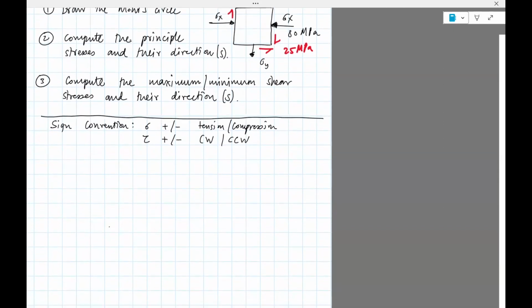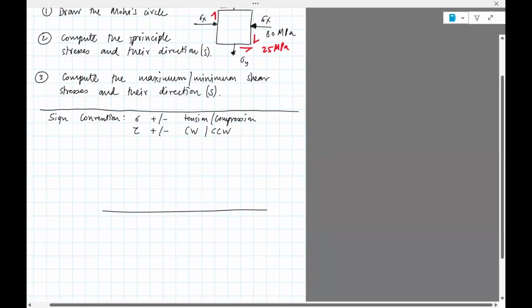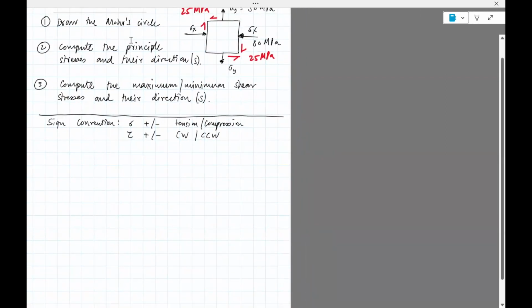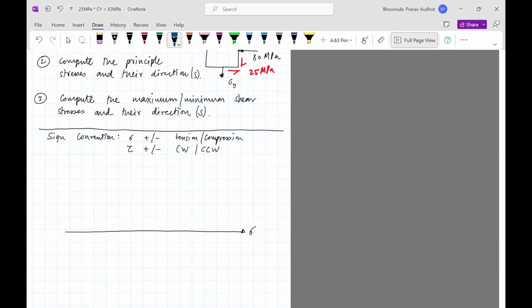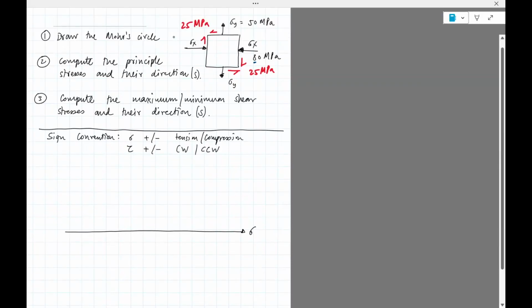Okay, so this is how we'll go about doing this. First, draw the sigma axis. Assuming that tau is the vertical axis, let's try to plot these stresses. So we have 80 MPa. Now 80 MPa is negative. It is a compressive stress. So I need to put a negative 80 there. And let's just put minus 80 here.